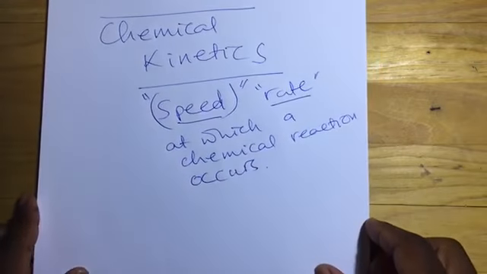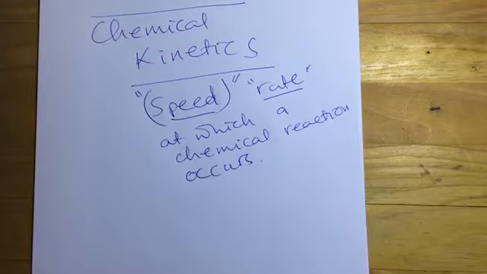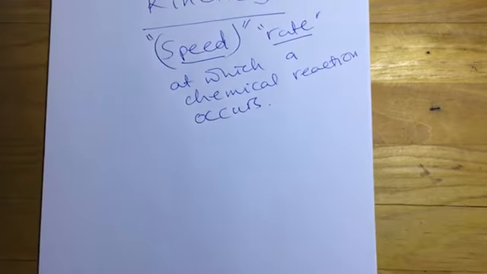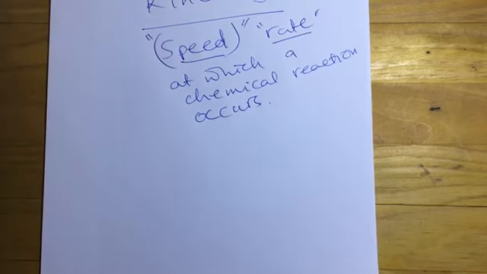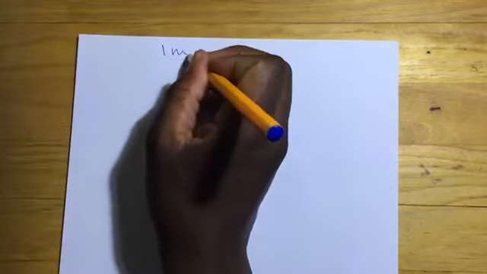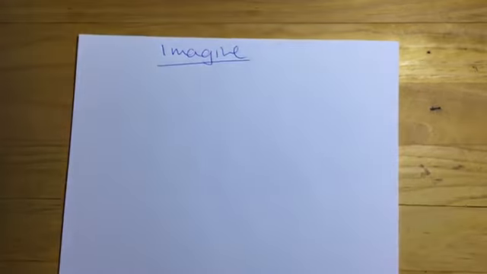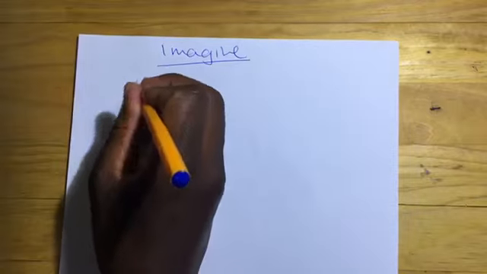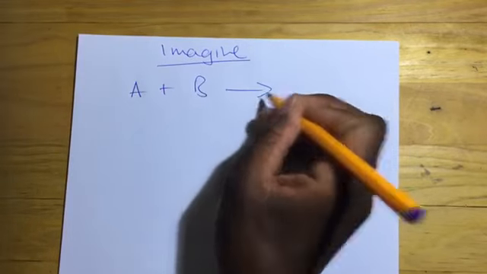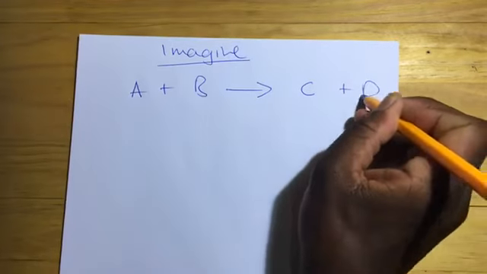Okay, so chemical kinetics. We are referring to the speed or rate at which a chemical reaction occurs. Now, I'm going to go straight to chemical kinetics and equations. Imagine you've been given a chemical reaction: A plus B reacting to give us C plus D.